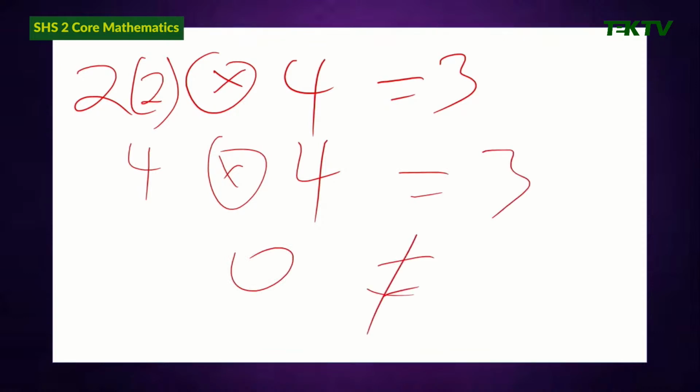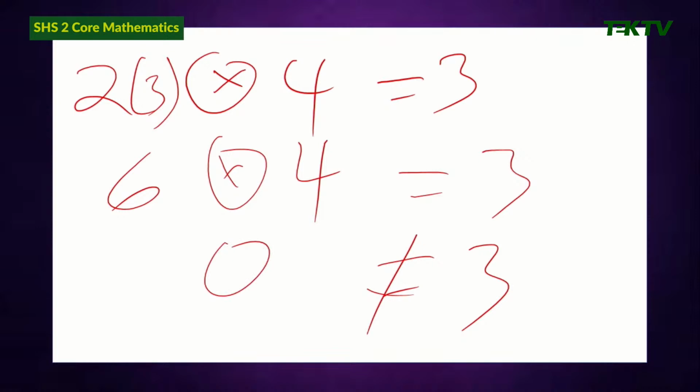And 0 is not the same as 3. It means 2 will not work in place of n. Let's start with 3. 2 times 3 from the table is 6. And now 6 times 4. 6 times 4 on the table is also 0. And 0 is not the same as 3.